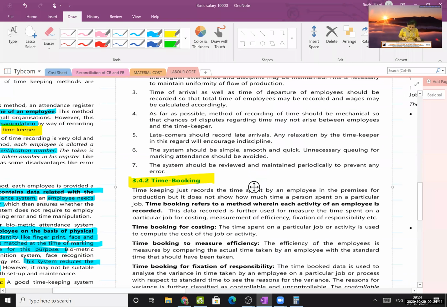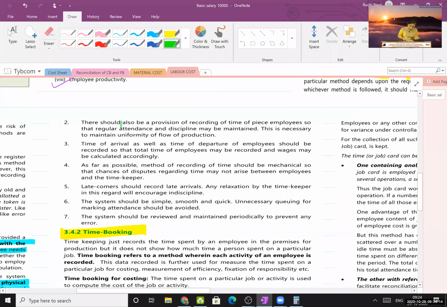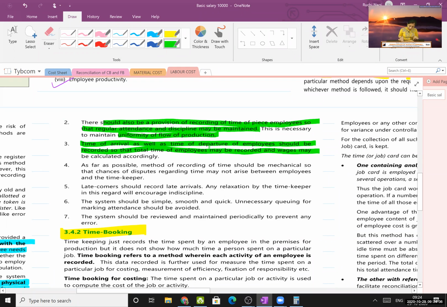Next, there should be a provision for recording of time of each employee so that regular attendance and discipline can be maintained. It is necessary to maintain uniformity of flow of production. Then the time of arrival as well as the time of departure of employees should be recorded so that the total time of employees may be recorded and wages may be paid accordingly. As far as possible, the method of recording time should be mechanical so that chances of disputes regarding time may not arise between employees and the timekeeper, obviously.